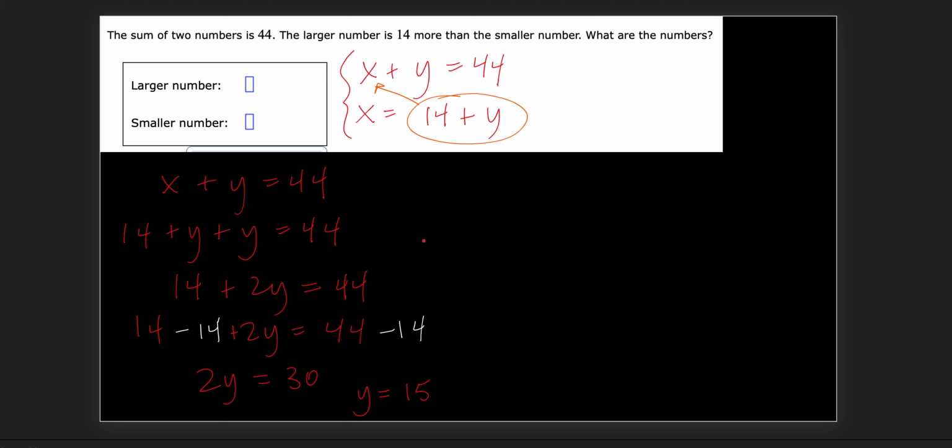So now I need to find x. So you can use either the top equation or the bottom. I'll use the bottom one. You should get the same answer with either. So x equals 14 plus y, and I know y to be 15. So it looks like x is 29. So the larger number is 29, and the smaller is 15.